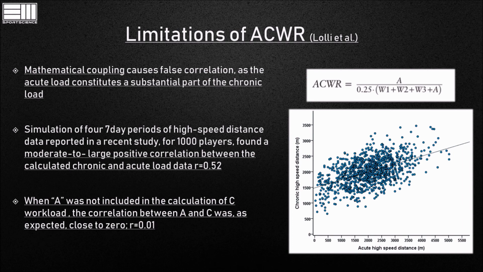To prove this, a simulation by Lolli et al. of 4 7-day periods of high-speed distance data for 1,000 players found a moderate to large positive correlation between the calculated chronic and acute load data, with an R value of 0.52, when the A, the acute load, was not included in the calculation of C, the chronic load. The correlation between A and C was, as expected, close to 0, with an R value of 0.01. This is indeed a perfect example for mathematical coupling.